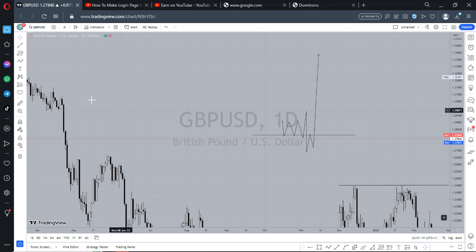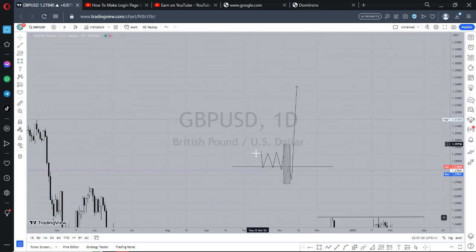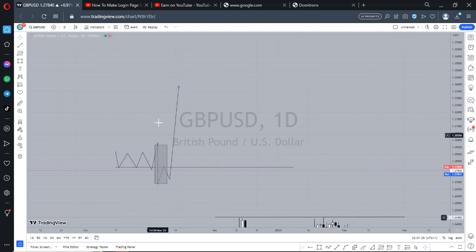Okay, now sorry, I haven't started talking about the main subject, but it's very important you know what an order block is. All right, so now we have taken liquidity from where? Sell side, and we have a break of structure.